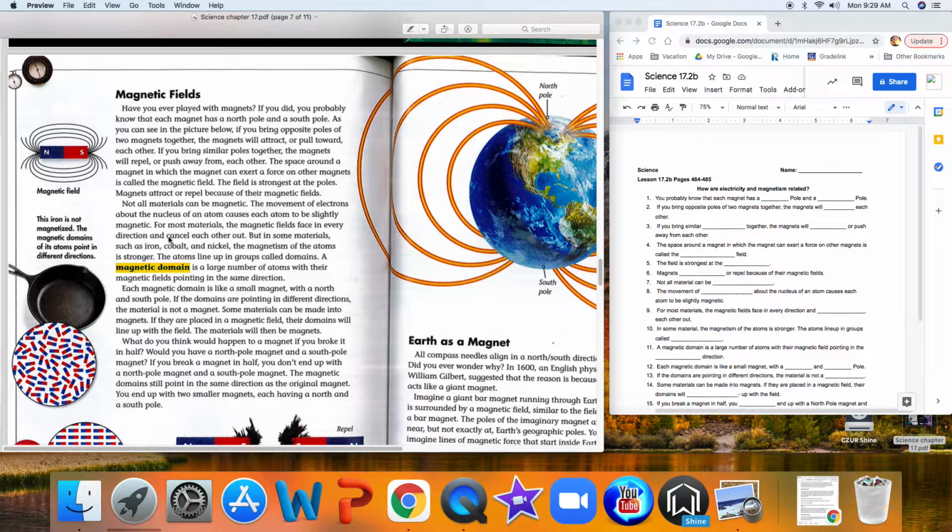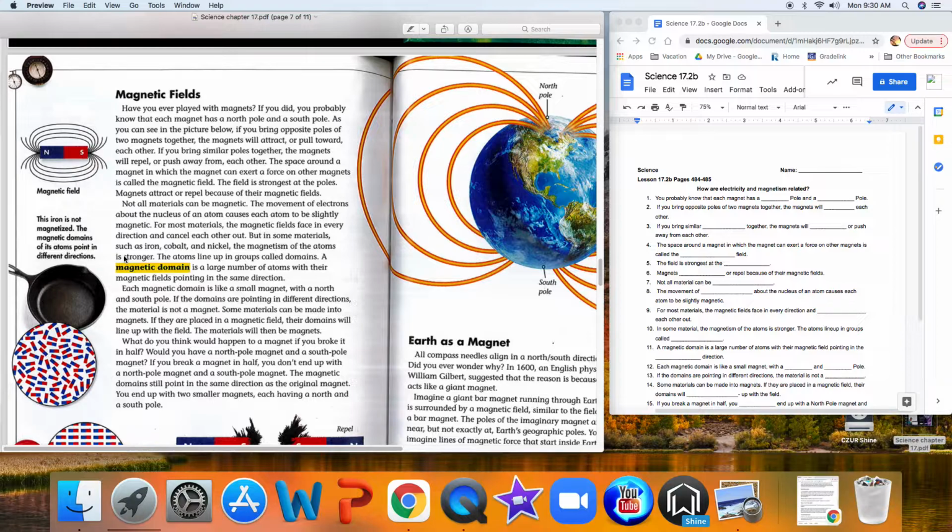Okay, guys, I don't know about you, but I fall into a temptation. So we got to get the first thing in our notes, which is number 7. Not all material can be magnetic. Now look at the picture over here, guys. The picture says this iron pot right here is not magnetized. And yet, what did Soraya just read? But in some materials, such as iron, cobalt, and nickel, the magnetism of atoms is strong. Well, I'm confused. Is iron magnetic or not?